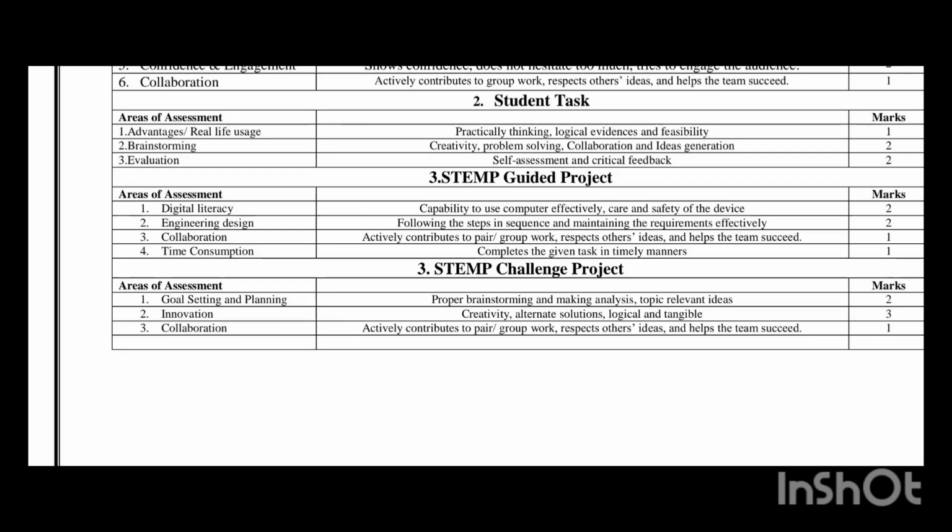Areas of assessment for the challenge project. For the challenge project, we have 3 areas where we will be assessing the student. First, we need to look at goal setting and planning. If a student is working on a challenge project, first and foremost, he must have goal setting and planning. Proper brainstorming should be there, and analysis of what is required and how to work on it. And the topic should be very relevant.